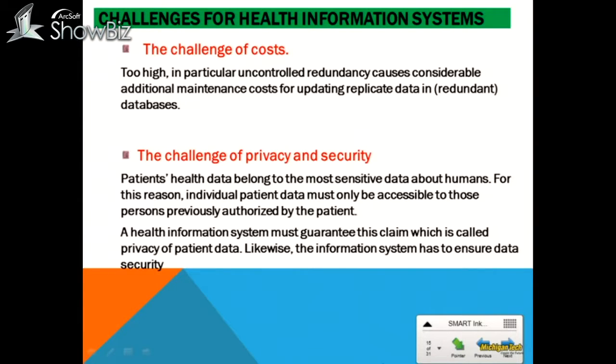Another thing is duplicated data. You need more space to store it. So this is also related to the cost.